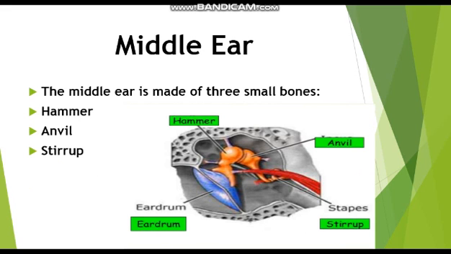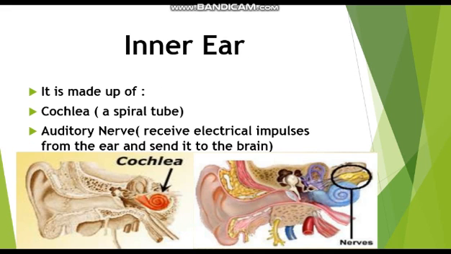Now this is the middle ear. The middle ear is made up of three small bones. You can clearly see in the picture the hammer. With the hammer, the anvil is attached, and with the anvil, the stirrup is attached. The main function of the middle ear is that it transmits the sound from the outer ear to the inner ear.